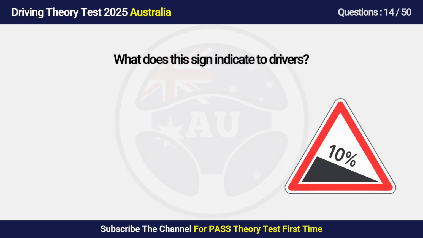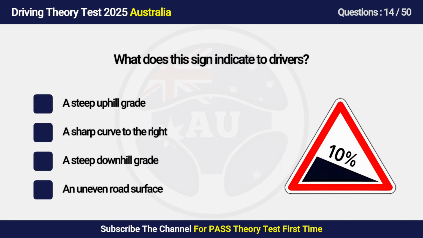Question 14. What does this sign indicate to drivers? A. A steep uphill grade. B. A sharp curve to the right. C. A steep downhill grade. D. An uneven road surface.